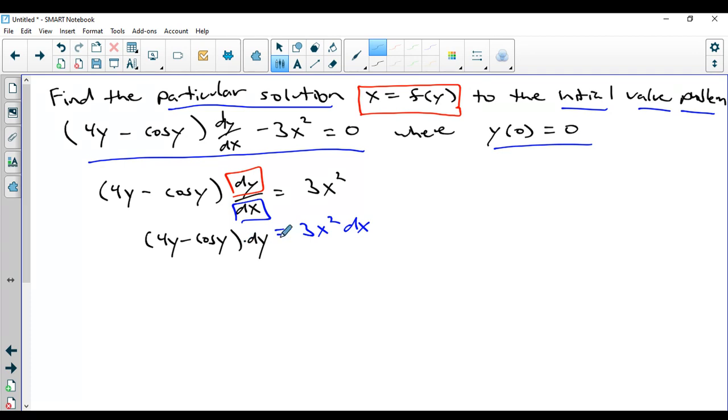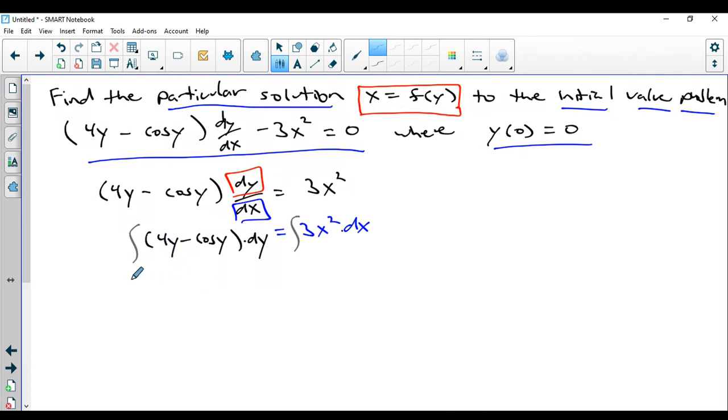They are in Riemann integrable form. In other words, the dy and the dx are connected with multiplication. That's huge. That has to happen. So once you have that, it's the green light to go ahead and integrate both the left and the right side. The left side is a difference. Integral of the difference is the difference of the integrals.